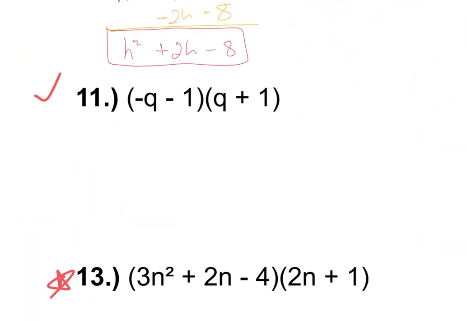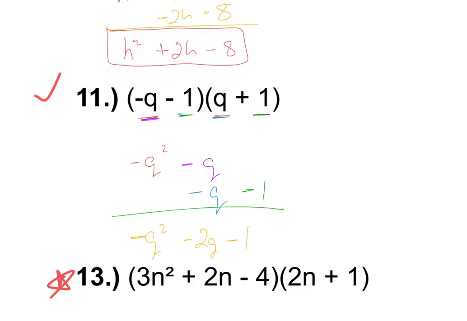Negative q and q is negative q squared. Negative q and 1 is negative q. Negative 1 and q is negative q. And negative 1 and 1 is negative 1. Negative q squared minus 2q minus 1.